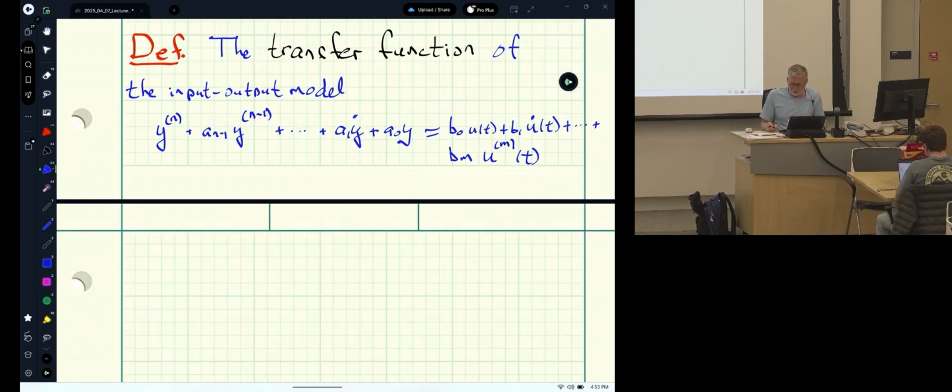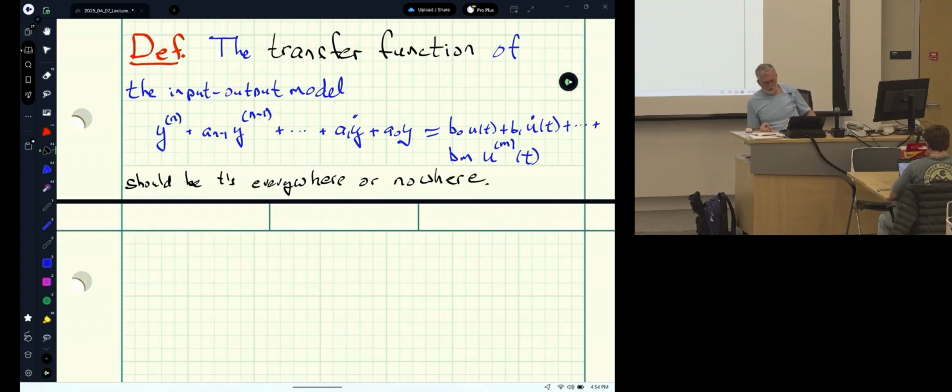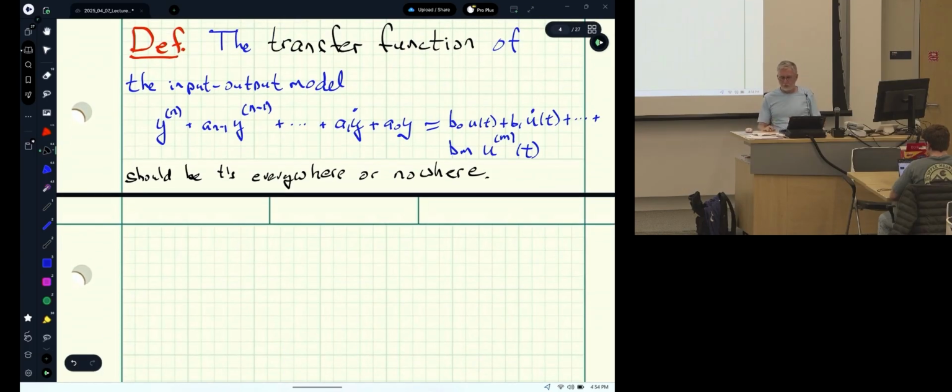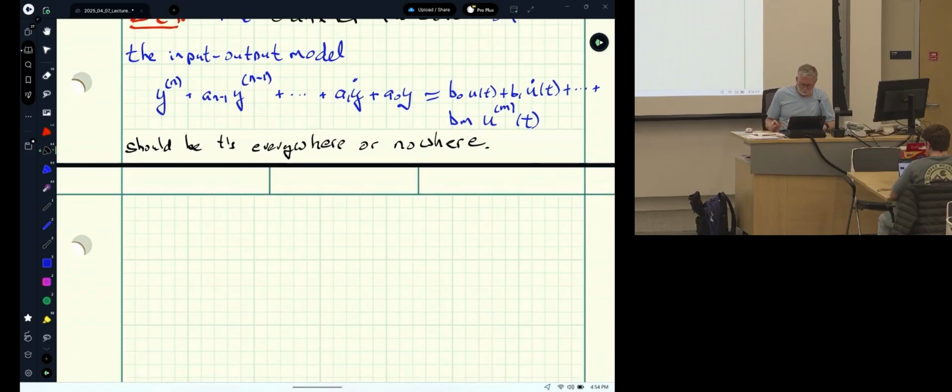I don't know why I put t's on the u's and not on the y's. That inconsistency is not good, but it should be t's everywhere or nowhere. Okay. So I'm mixing my metaphors, mixing my notations, okay? That's not good, but you guys will look through it. You've seen a lot worse from me.